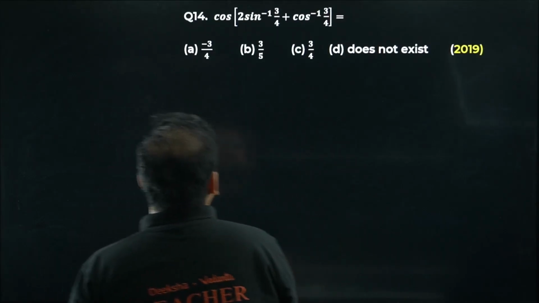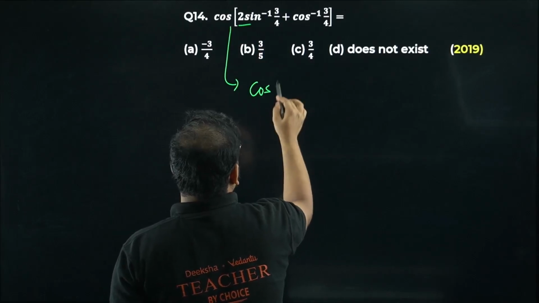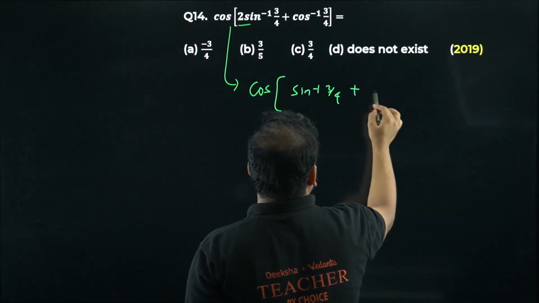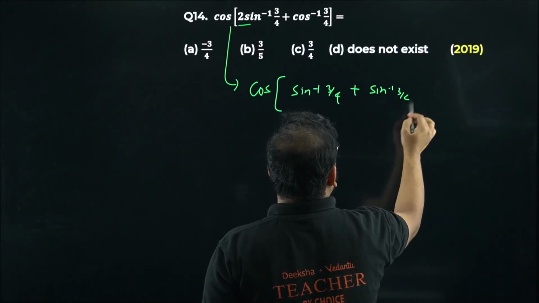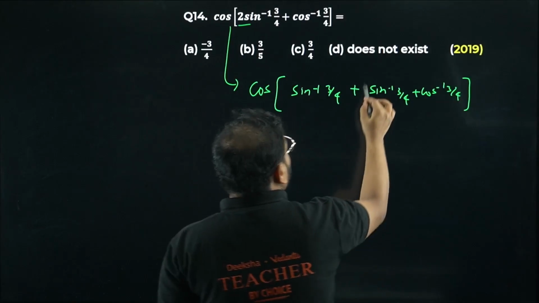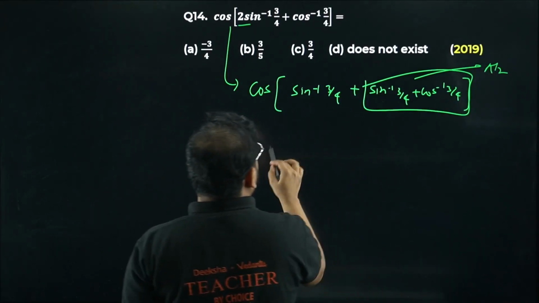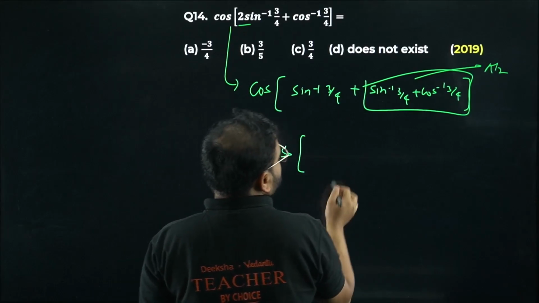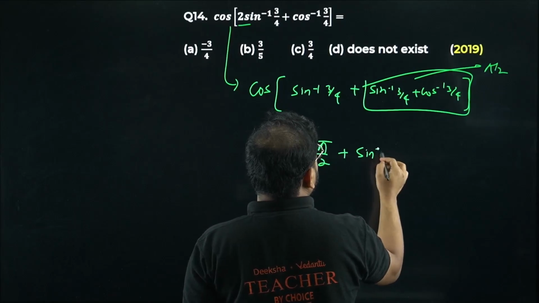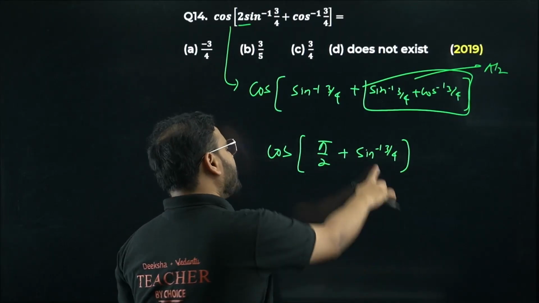So I'll break this cos as sine inverse of 3 by 4 plus sine inverse of 3 by 4 plus cos inverse of 3 by 4. Right? And this becomes pi by 2. Okay. So what I have? Cos, please check, pi by 2 plus sine inverse of 3 by 4. Pi by 2 plus some angle. Inverse will always give me an angle only, right?